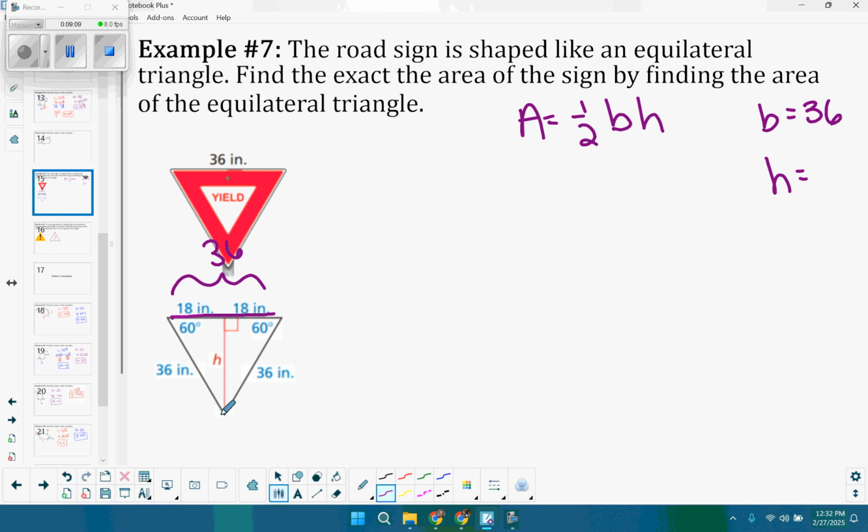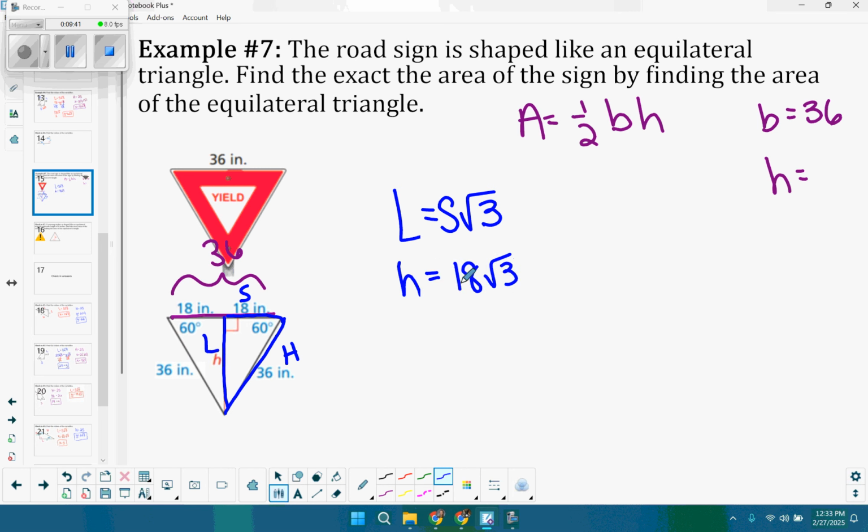H is the height inside. It also happens to be a side of a right triangle, a 30, 60, 90 right triangle. So they're using a little h here for height. That's not the hypotenuse. This would really be the long leg because it's across from 60. 18 would be the short leg, and 36 would be the hypotenuse. So if I want to find out what the height is, I'm going to have to do L equals S root 3. So that's going to be the height equals the S, which is 18, times the square root of 3. So that's what I could fill in here for H.